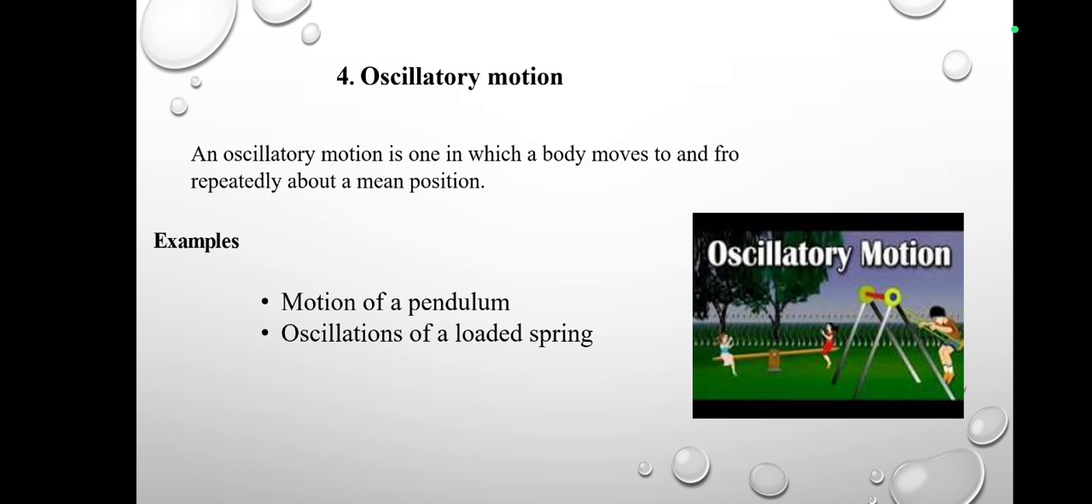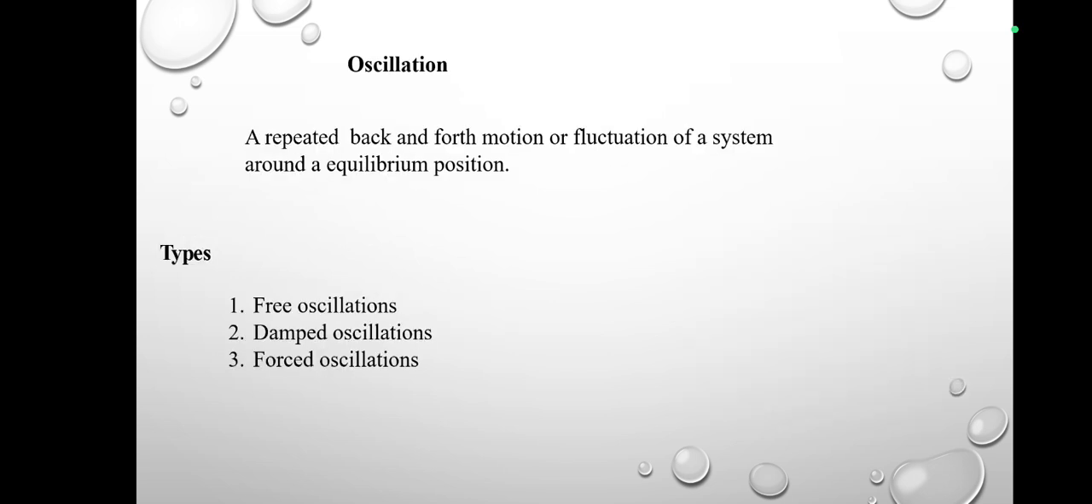The fourth one is oscillatory motion. What is oscillatory motion? An oscillatory motion is one in which the body moves to and fro repeatedly about the mean position. Examples of oscillatory motion are the motion of the pendulum and the oscillations of the loaded spring.